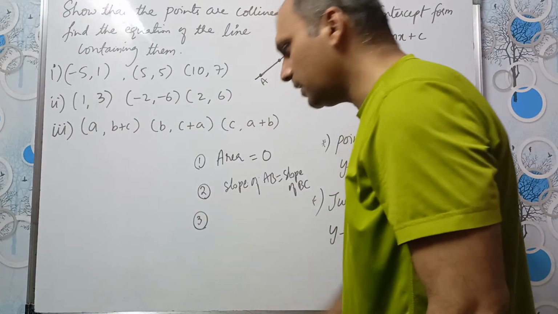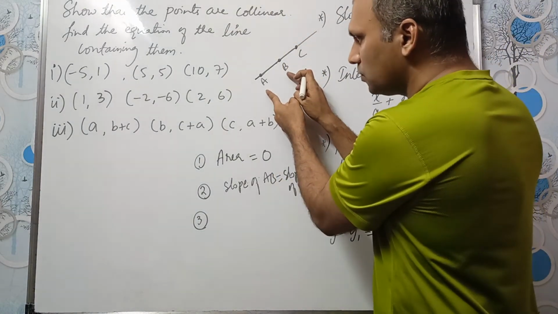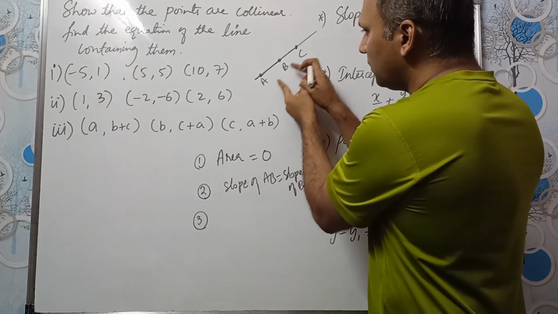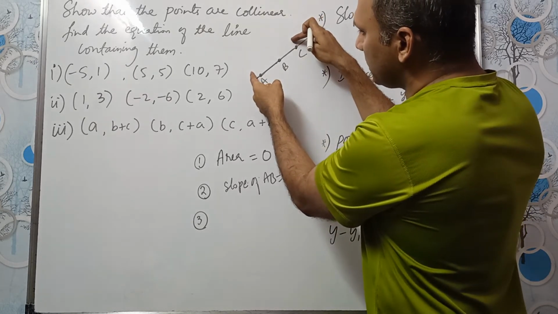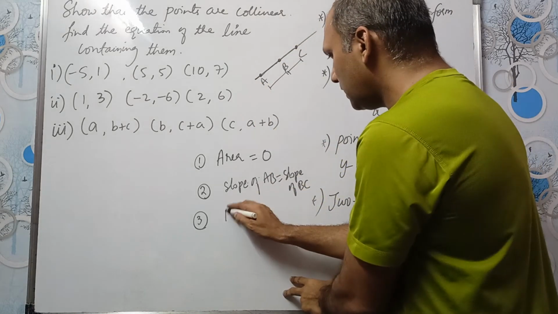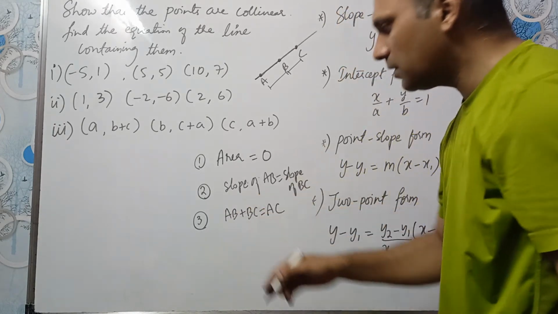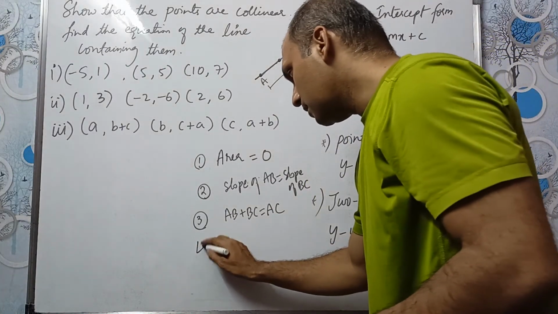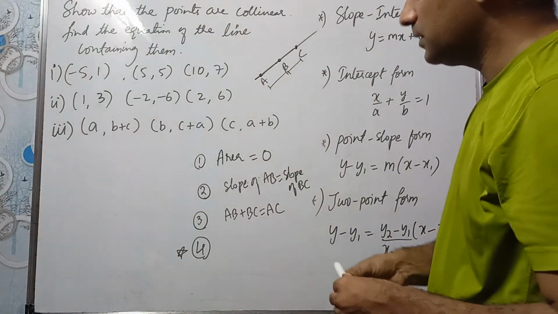And what is the third method to prove this? We will find the distance between these 2 points using the distance formula. We'll find AB and we'll find BC and we'll find the distance AC. So AB plus BC should be equal to AC. This method also we used in the coordinate geometry of 10th standard. Alright. There is one other important method which we will learn now.